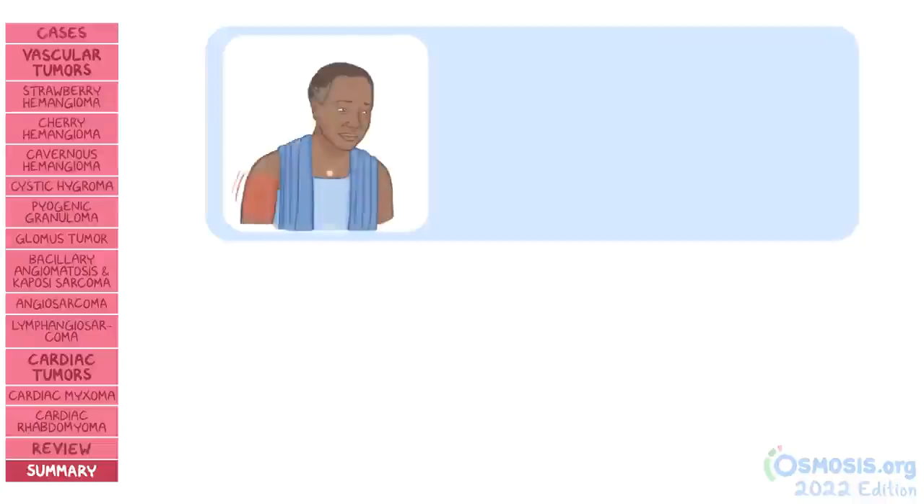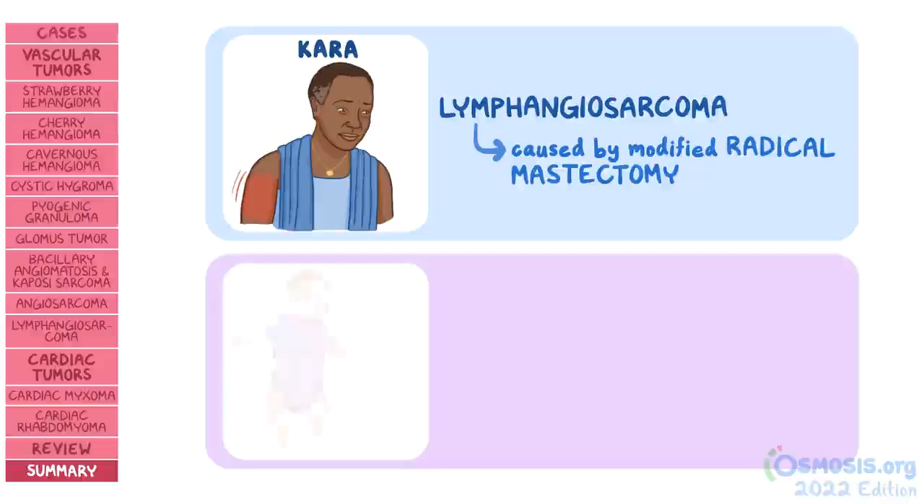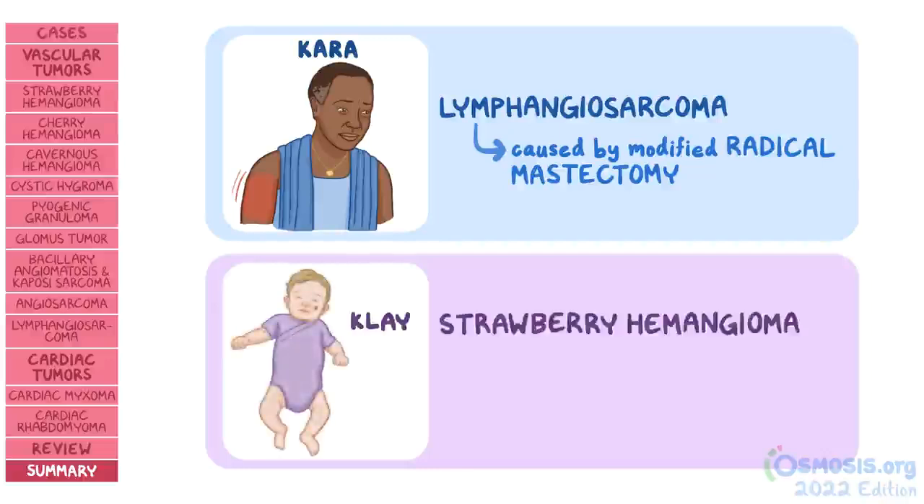Alright, back to our cases. Considering the appearance and location of Kara's lesions, it's likely that she has lymphangiosarcoma, which is caused by her previous modified radical mastectomy. Next, because of his young age and the appearance of the tumor, Clay likely has a strawberry hemangioma, and his parents were reassured that the lesion usually goes away on its own.